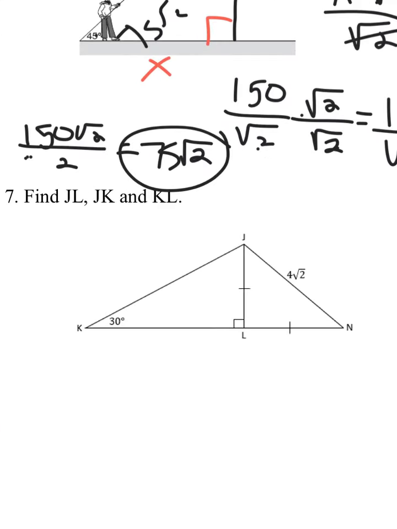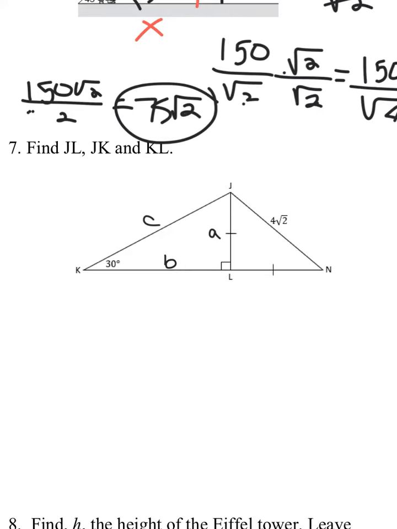Find JL, JK, and KL. So JL is right here. We'll call that A. JK is right here. We'll call that B. KL is right here. We'll call that C. Now that I look at that, it probably will make more sense to do it this way, right? Since that kind of lines up with how we measure it. But those are the three sides they wanted me to find.